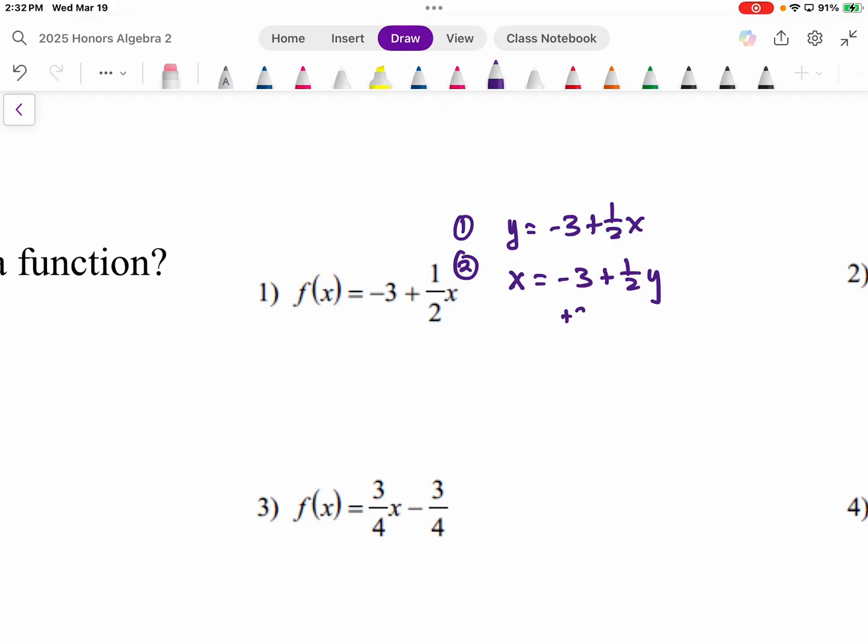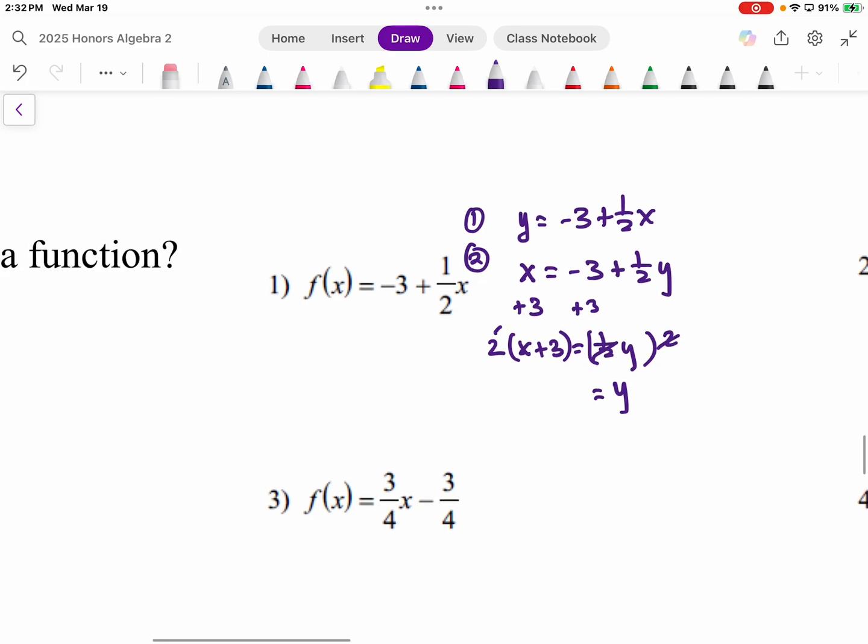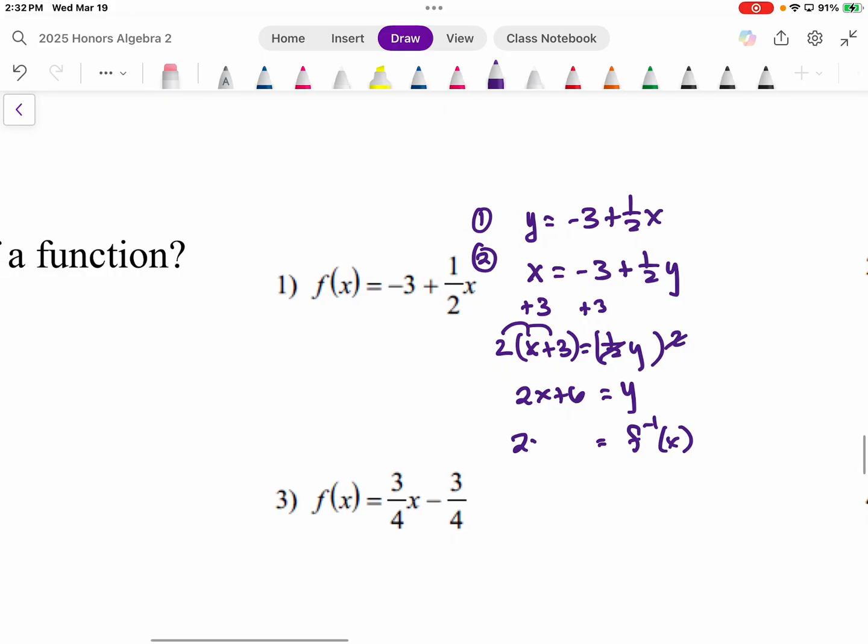So I'm going to add the 3 over. I get x plus 3 equals 1/2 y. And then now I'm going to multiply both sides by 2. That allows me to cancel the 1/2. And I get y equals over here. I'm going to go ahead and distribute that 2 in and get 2x plus 6. And then now that I have y by itself, I replace the y with f to the negative 1 of x. And I now have the inverse function.